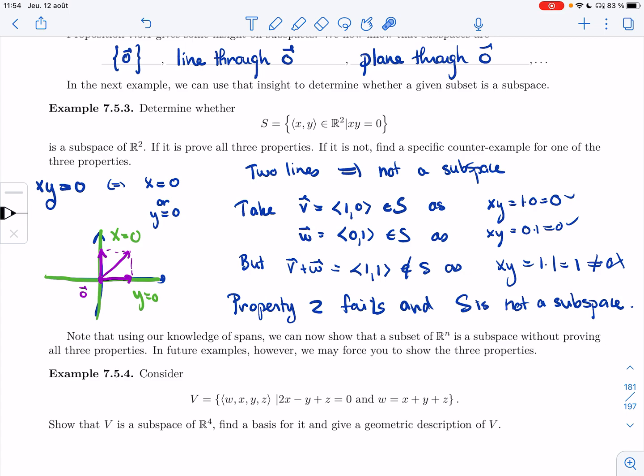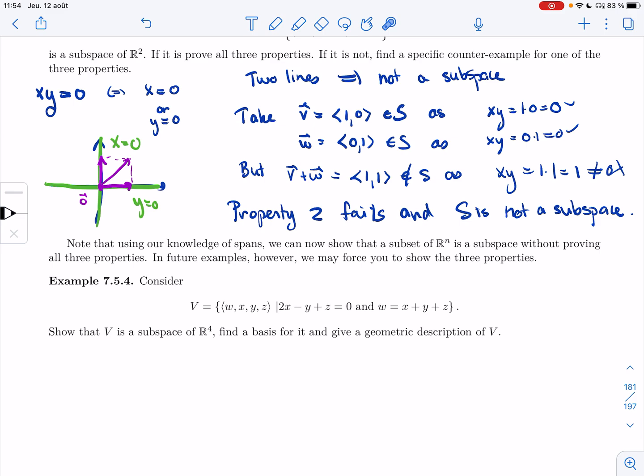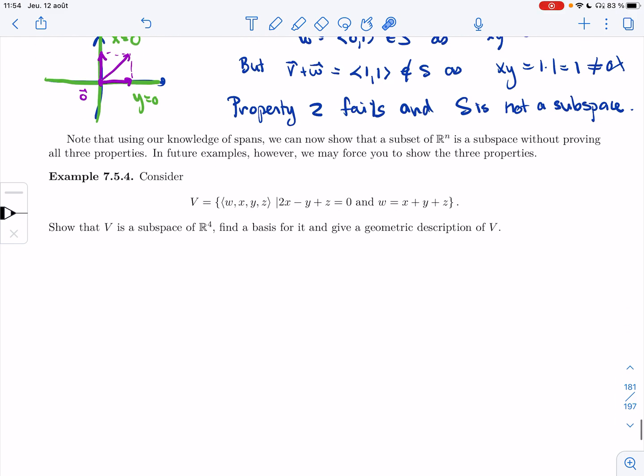Okay, so note that using our knowledge of spans, we can now show that a subset of Rn is a subspace without proving all three properties. So we can skip all that work if we can just show it's a span. In future examples, however, we may force you to show the three properties. So if an example is phrased this way, then you are forced to prove the three properties, but if we don't mandate it, you can definitely skip it, as I'll do in the next example.